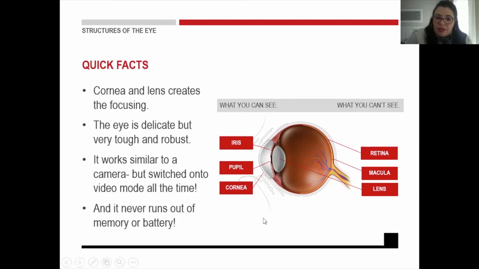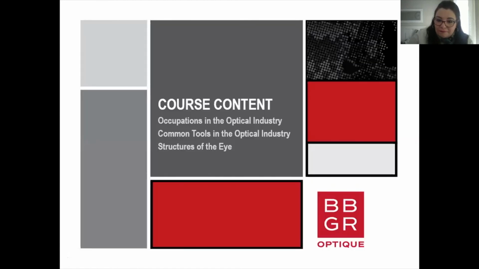So cornea and lens creates the focusing. The eye is a delicate but very tough and robust. It works similar to a camera but switches into video mode all the time, and it never runs out of memory or battery. Great, so this is our discussion points for this module.